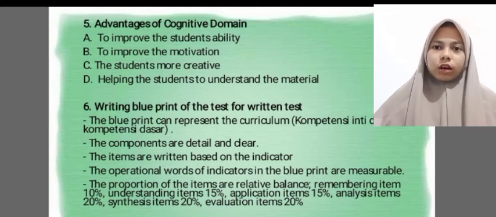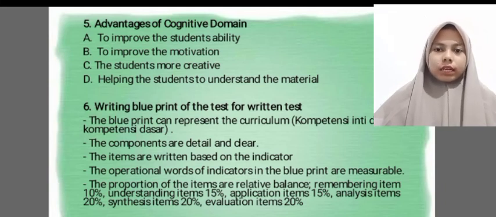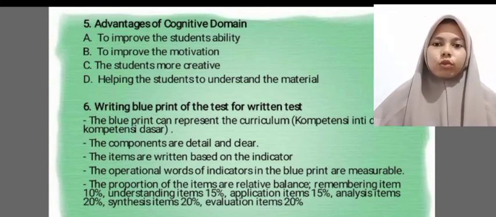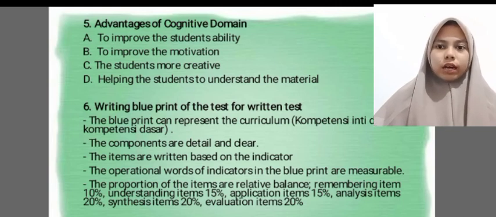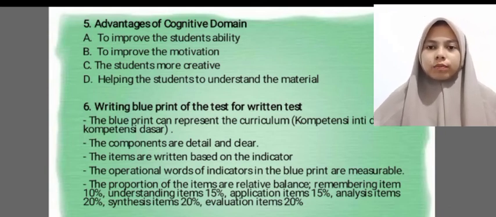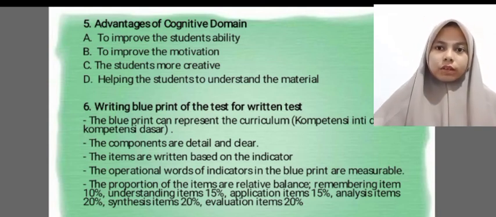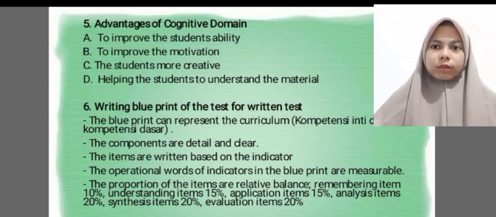Number 6. Written blueprint of the test for the written test. The blueprint can represent the curriculum. The components are detailed and clear. The items are written based on the indicators. The operational words of the indicators in the blueprint are measurable. The proportion of the items is relatively balanced: remembering items 10%, understanding items 15%, application items 15%, analysis items 20%, synthesis items 20%, evaluation items 20%.